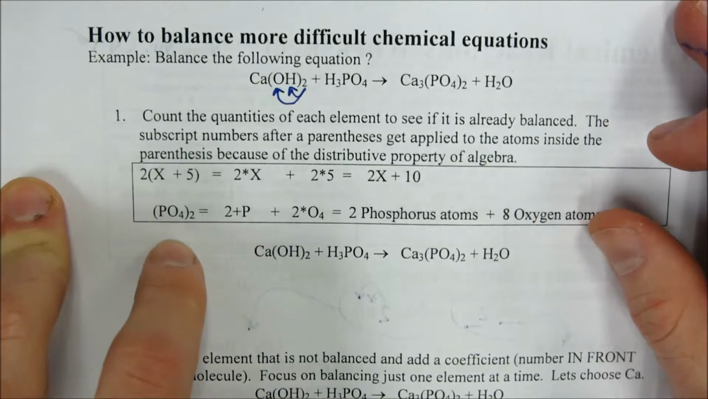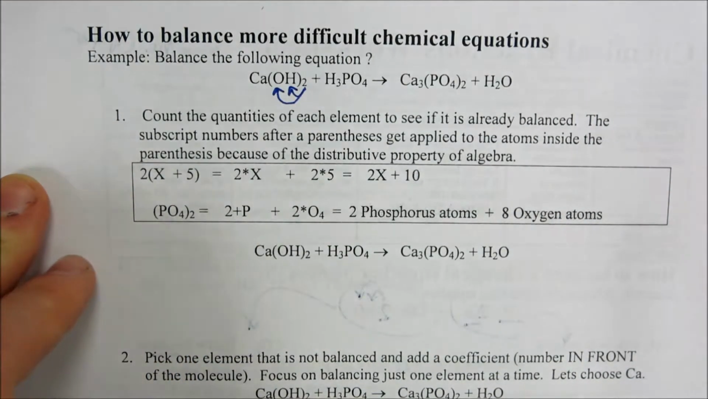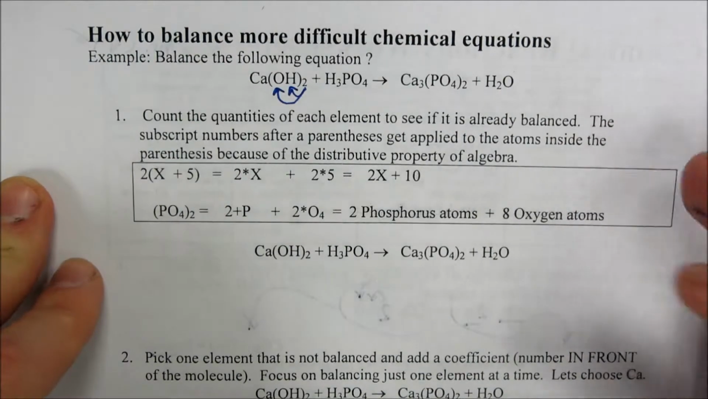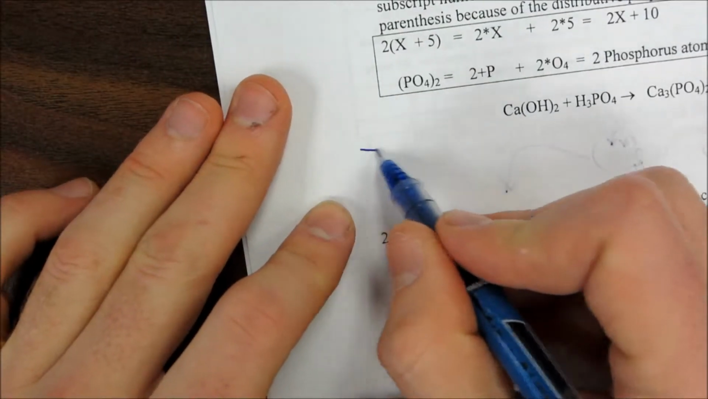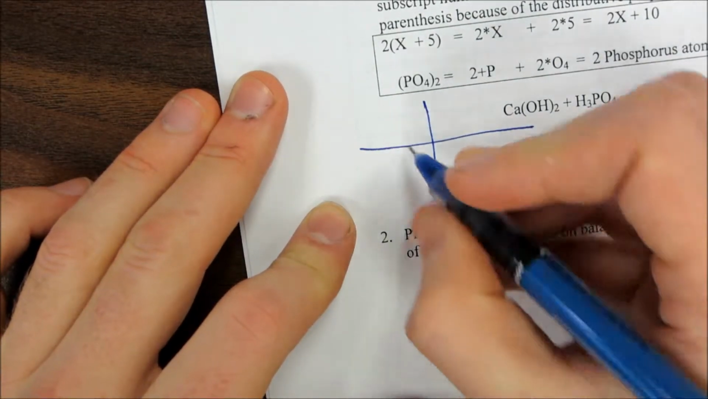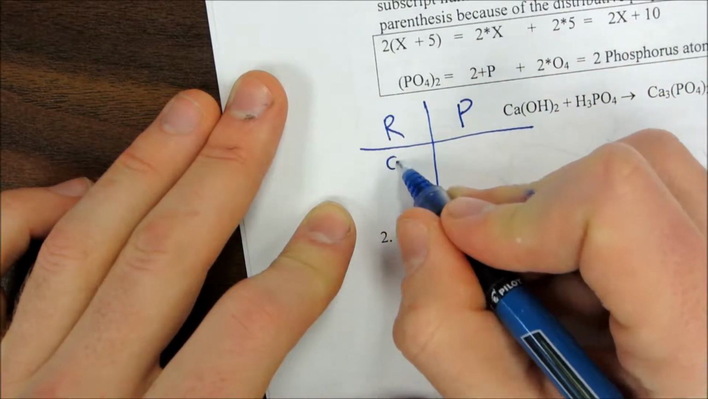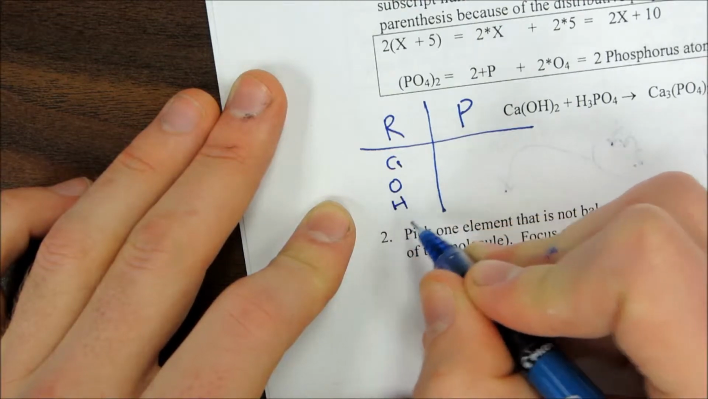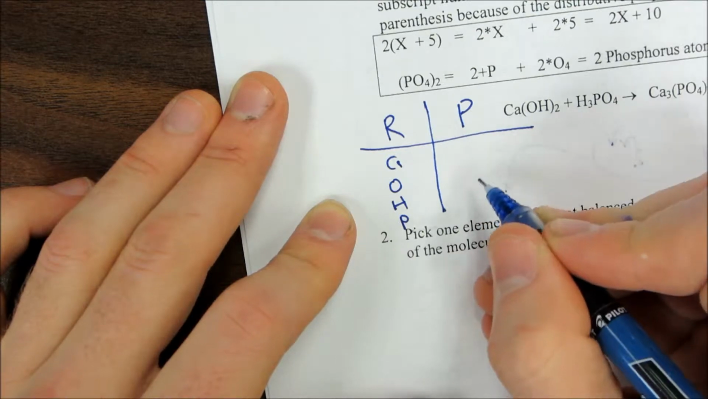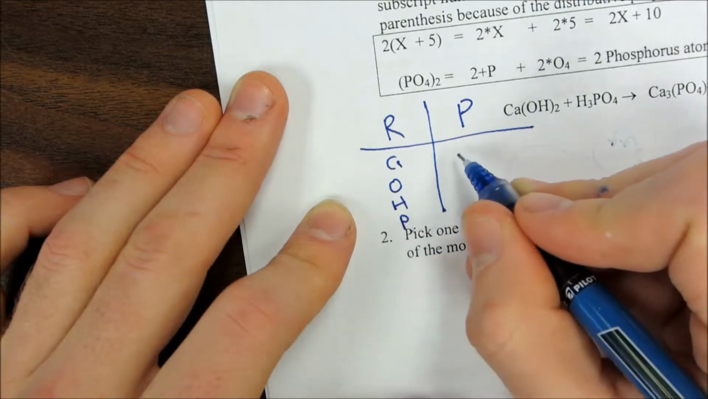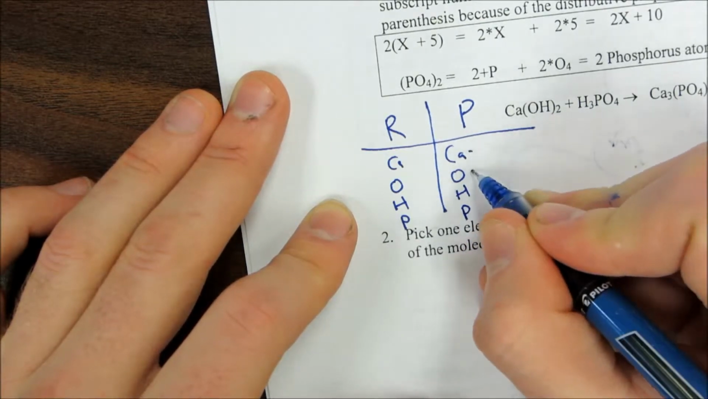Okay, just like with any equation that we've done before, we're going to follow the same general setup, and that means we're going to inventory our atoms. We're going to count up what we have in our reactants and in our products. So here we go. Make a little chart. For number 1, we're going to have our reactants over here, our products over here, and I've got calcium, oxygen, hydrogen, and phosphorus. And I want to put those in the same order over here in our products so I can compare them across easily. So I've got calcium, oxygen, hydrogen, and phosphorus.